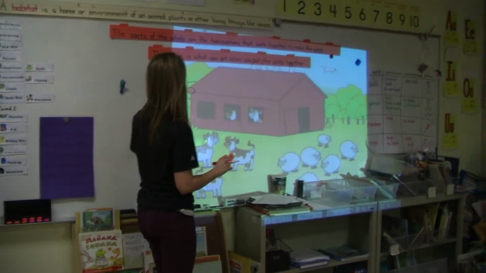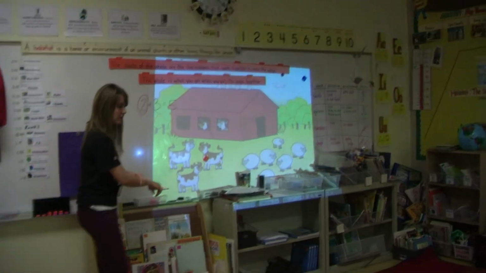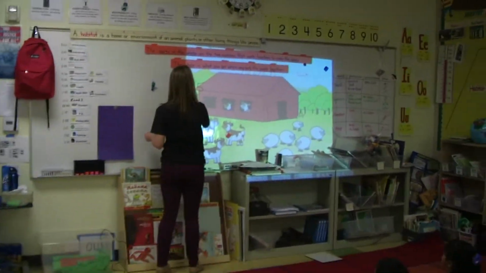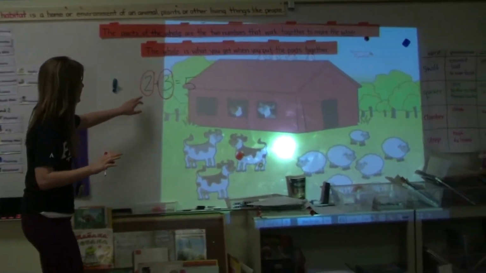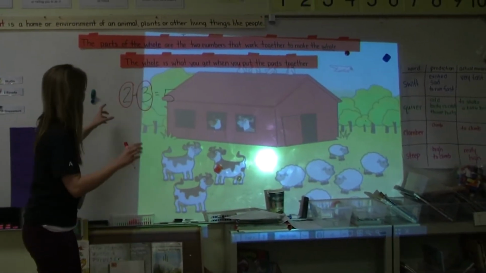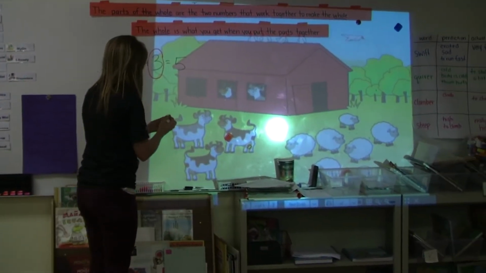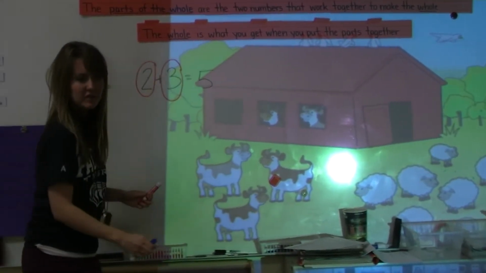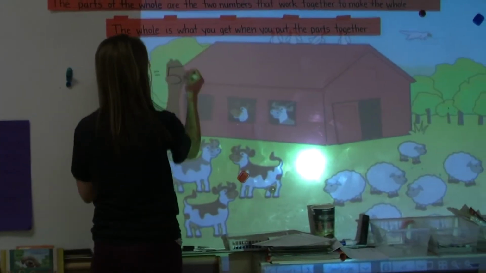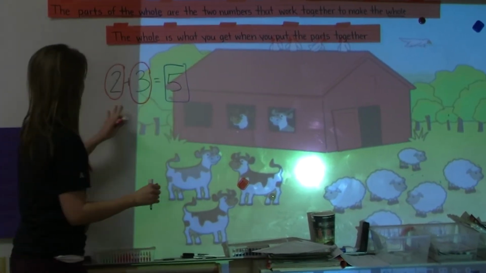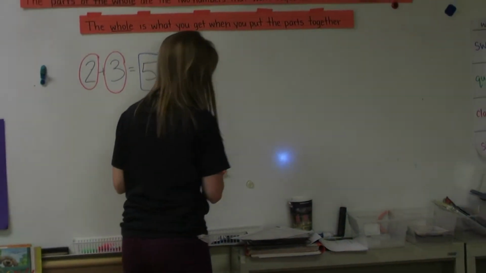Okay, so Ava says that one of the parts is 2. We also have another part. What do you think it is? Nathan? 3? Why do you think it's 3? Oh, because there's 2 cows on this side and 3 cows over here. Are those the parts that are working together? Yes. And then they make the whole. What is the whole? What do we have left over? Everybody, what is the whole? 5. It is 5. So 2 and 3 work together to make 5.